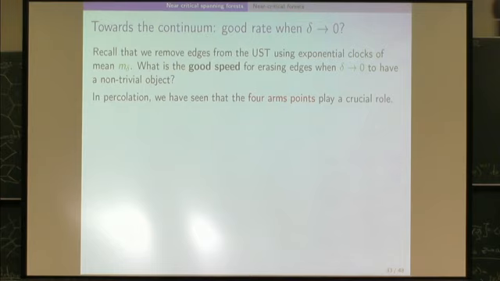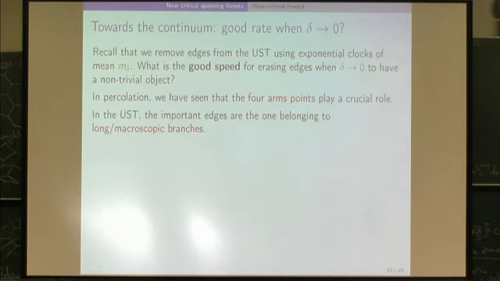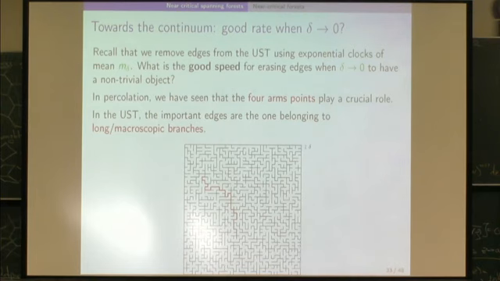So the 4 arms points played the crucial role here. And in the uniform spanning tree, what plays the role of those pivotal points are in fact the important edges, the ones which belong to the macroscopic branches that you have in your tree. So you see here I have drawn this uniform spanning tree on a finite box, and I have drawn what I would say is a long branch here.